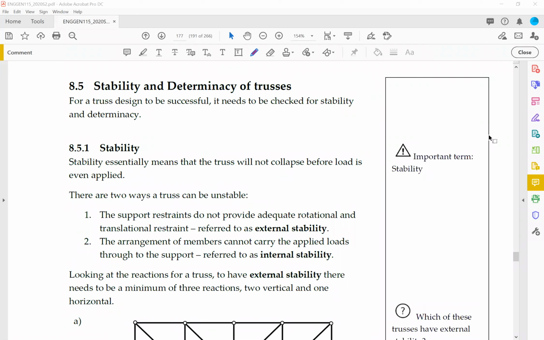Stability, you would have already been slightly introduced to back in the first lecture when I built a triangle and I built a square. And the triangle stayed up when I tried to push it to the side, but the square collapsed. So we concluded that the triangle was stable, the square was not. And that's a quick introduction to stability.